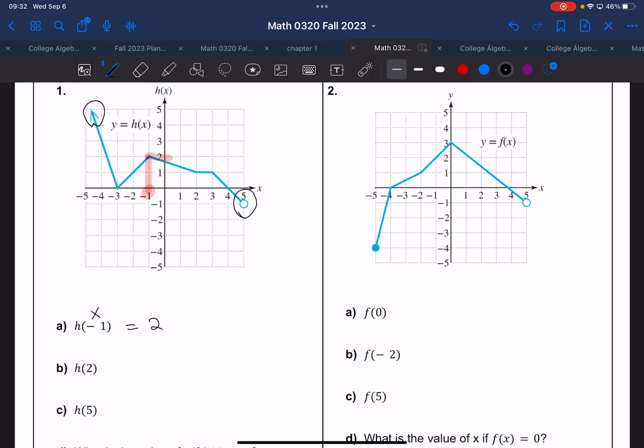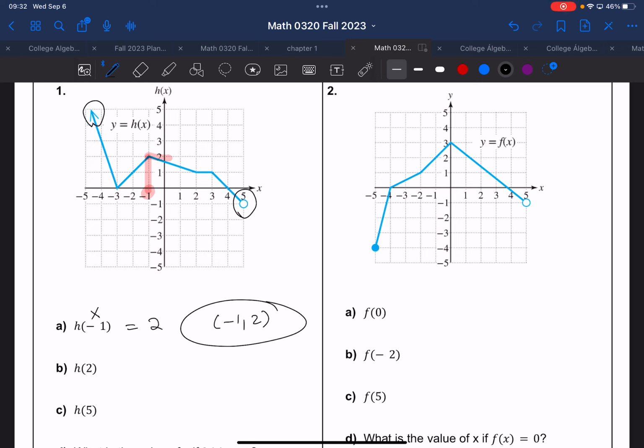Can we write that as a point? What's the point? Again, depending on what they're asking on the homework on Alex, you would either write 2 or you would write it as a point, and they should tell you which one they want.